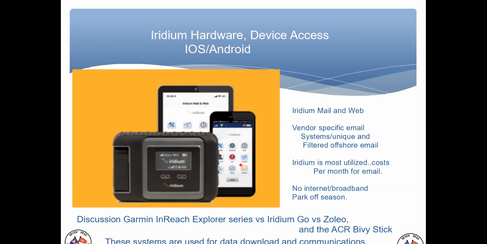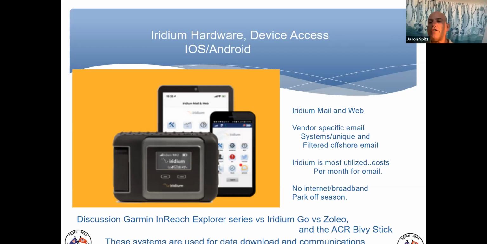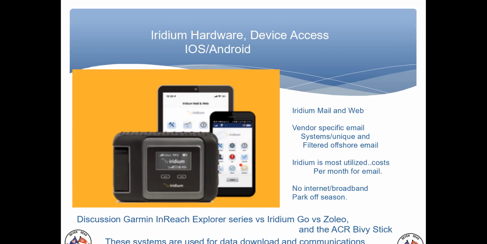And I'm going to turn this over now again to Jason, who's mentioned Garmin InReach Explorer, Iridium Go, Zoleo, and the ACR Bivy Stick, although neither of us have that one. I'm familiar with the InReach, the Iridium Go, and Zoleo, but Jason actually wrote a wonderful article about Zoleo, and I'm going to let you talk that over a little bit to compare the differences between the Iridium and some of these other devices. Sure. So they all use the Iridium network, everything we're talking about here. So it's really the interfaces and what features they offer.